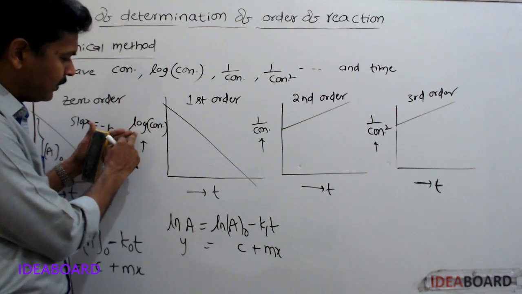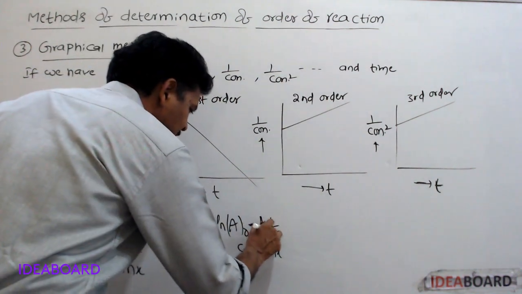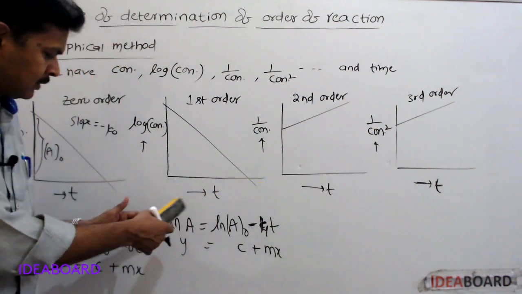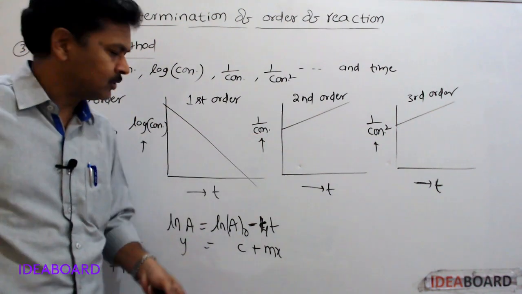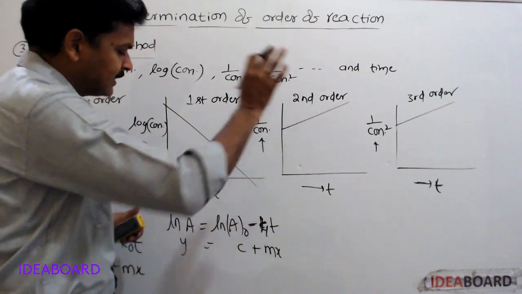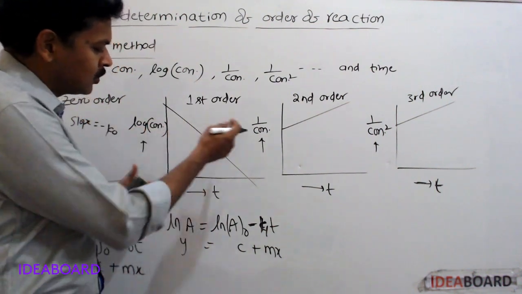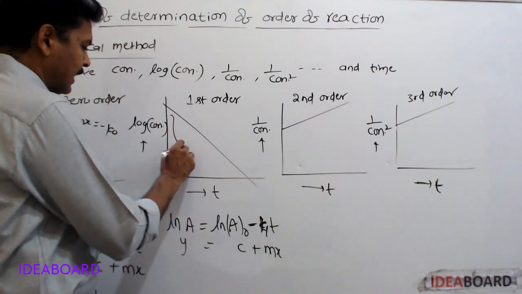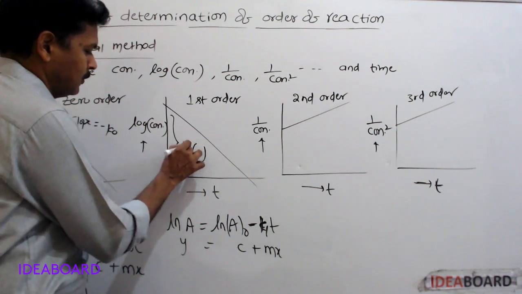if a graph is plotted between log of concentration and time, we get a straight line with negative slope, because here slope is minus K1. If natural log is taken, slope is minus K1. If common logarithm is taken, slope is minus K1 by 2.303. Here the Y intercept is ln A naught, or log A naught.